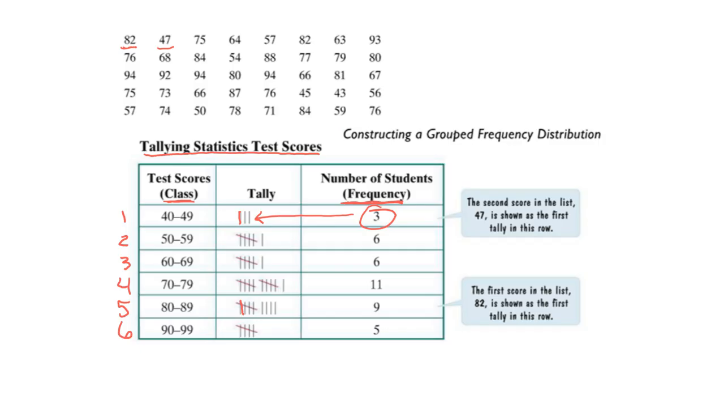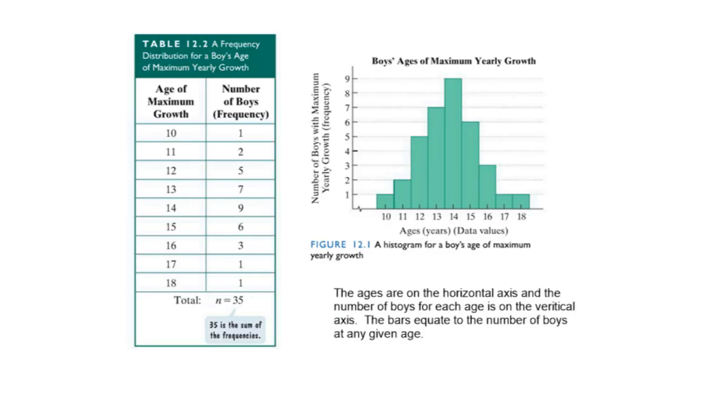All right, and again, what you're doing is you're creating a frequency distribution. You have your test scores in the far left column, and then on the right-hand side, you have the frequency, and that is your frequency distribution.